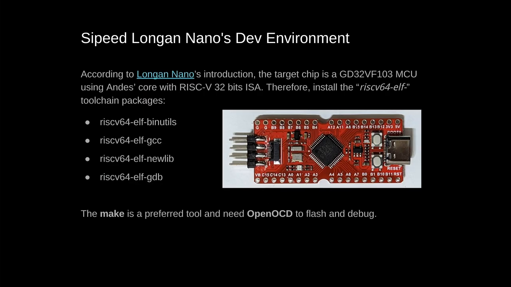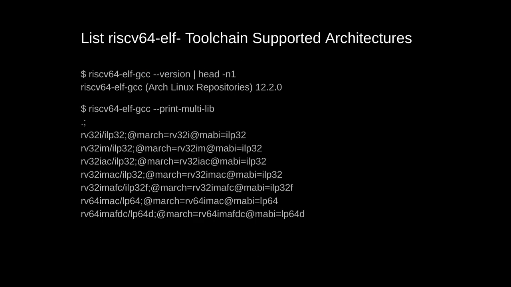Here's the Longan Nano board example. Because of different architectures, I use the cross compiler with the prefix riscv64-elf. And the packages are riscv64-elf binutils, GCC, newlib, and GDB. And I also need the make and the OpenOCD as well. The riscv-elf-gcc's version is 12.2, and the compiler supports the RISC-V 32 and 64 bits.